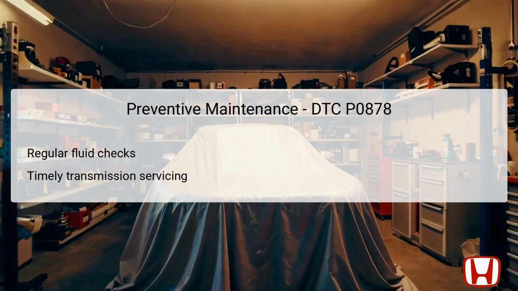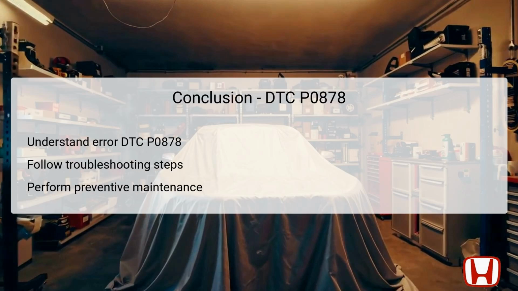Another essential aspect of preventive maintenance is timely servicing of the transmission system. Addressing any signs of shifting problems or fluid leaks promptly can prevent the development of more extensive issues. Collectively, these actions can help prolong the life and functionality of the transmission, effectively reducing the potential for activating DTC P0878 or similar codes.